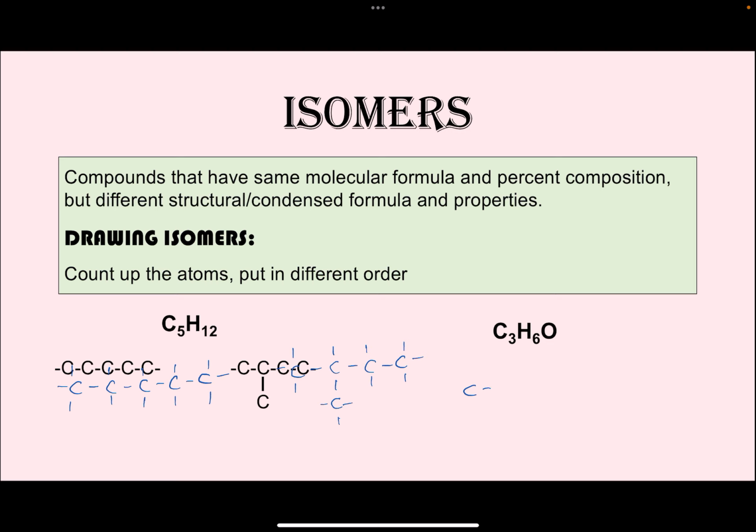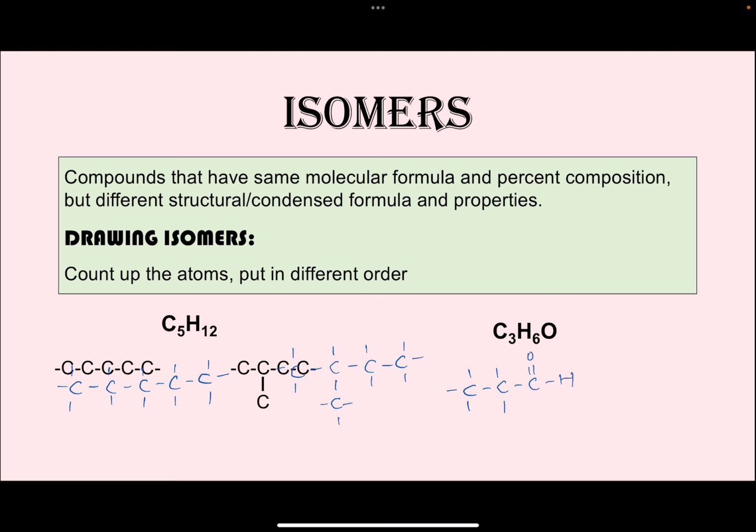So we need 3 carbons, so 1, 2, 3. An aldehyde has a double bonded oxygen, and it also has a hydrogen. And then we have 1, 2, 3, 4, 5. Okay, that's perfect. So we have 6 hydrogens, 1 oxygen, 3 carbons.